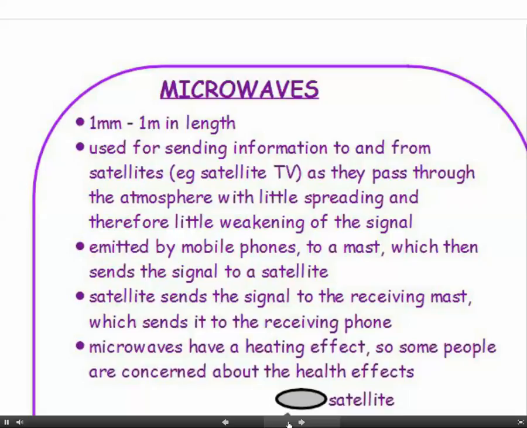They're emitted by mobile phones and they go to a mast. The mast then sends the signal to a satellite. The satellite sends the signal to the receiving mast, which then sends it to the receiving phone. Now the only problem with microwaves is that they do have a heating effect. We use them in microwave ovens, don't we? So some people are concerned about the health effects.